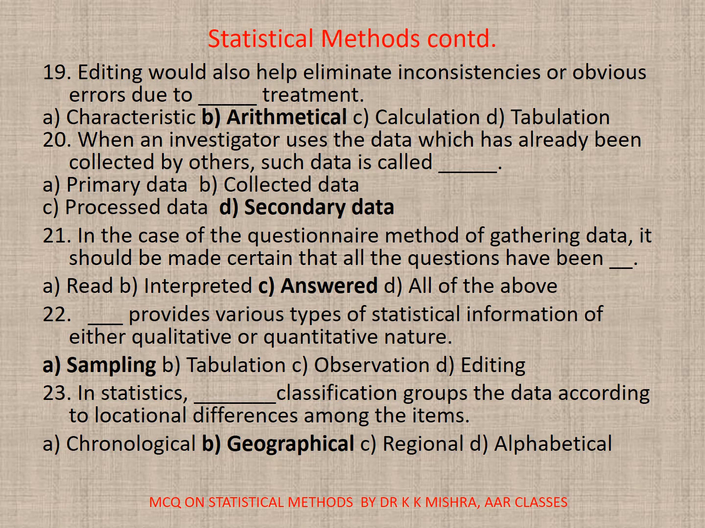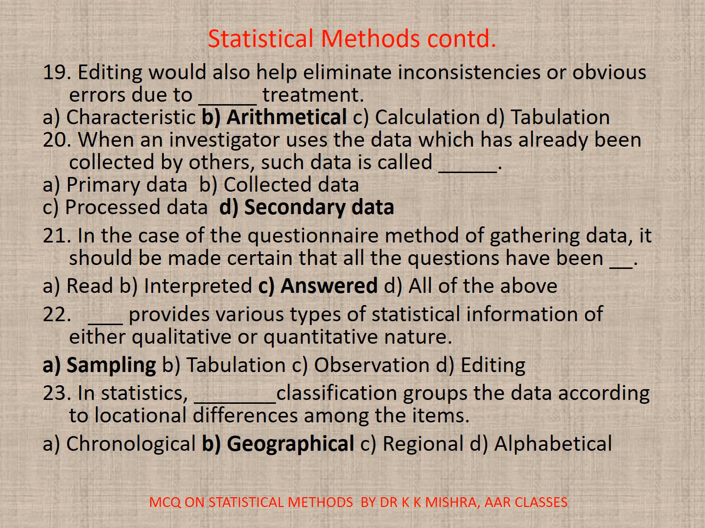Arithmetical. 20. An investigator uses the data which has already been collected by others. Such data is called dash. A. Primary data, B. Collected data, C. Processed, or D. Secondary data. Correct option is D. Secondary data.